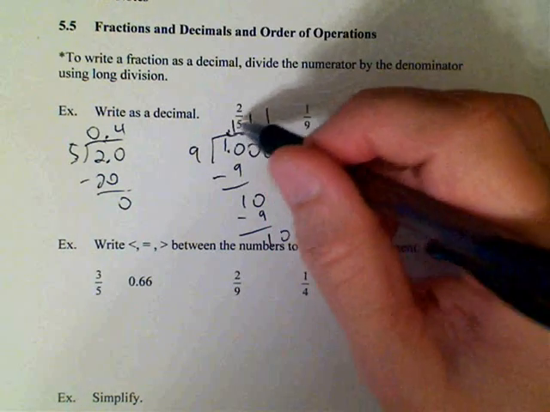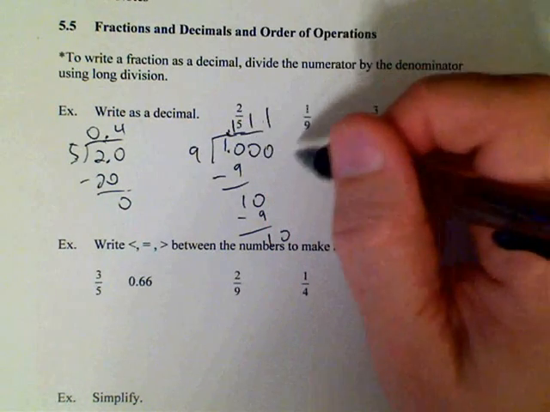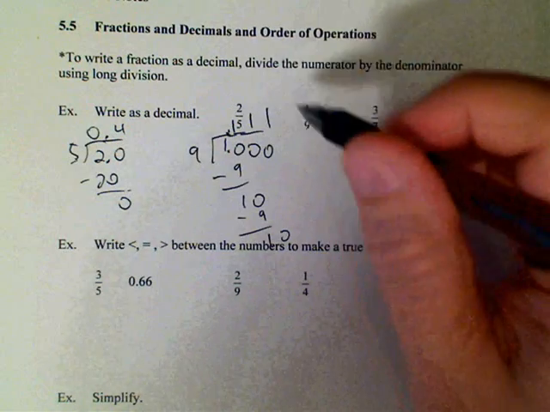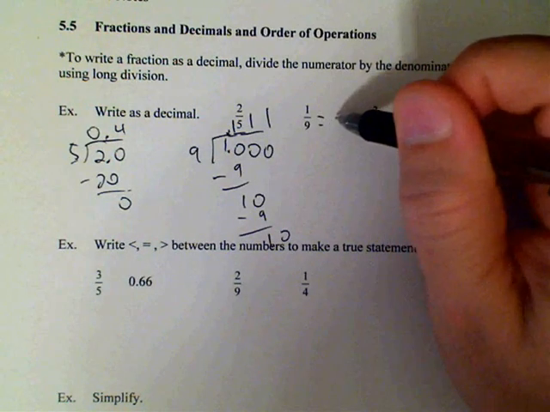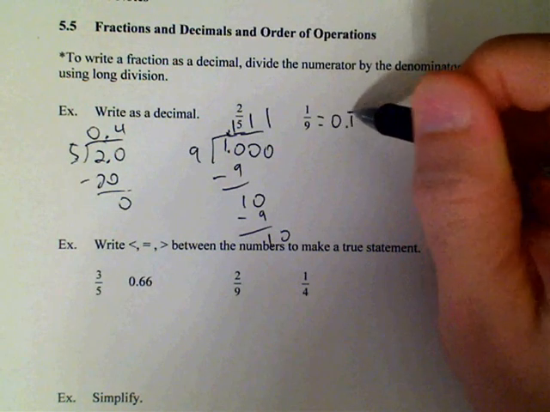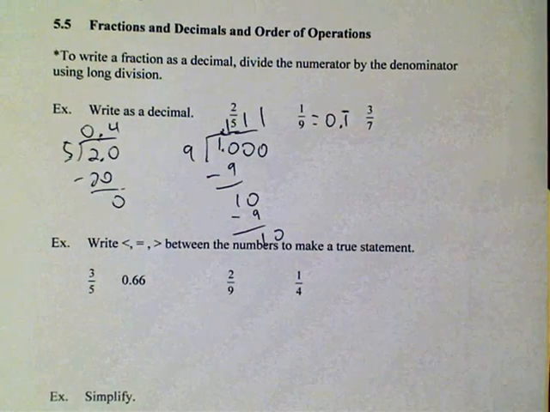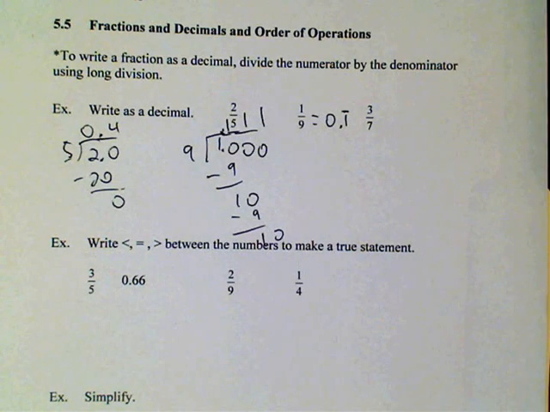Looks like it's going to be 0.111, 111. It never stops. So what that means is that 1/9, the way we're going to write it, is 0.1 with a bar over that 1, because that 1's repeating. You don't put it over 11 or 111, because after the decimal, it's just a bunch of 1s repeating. So put it over the first digit that repeats.